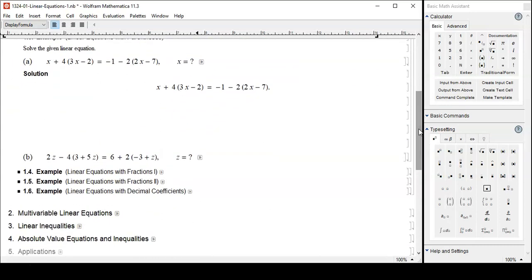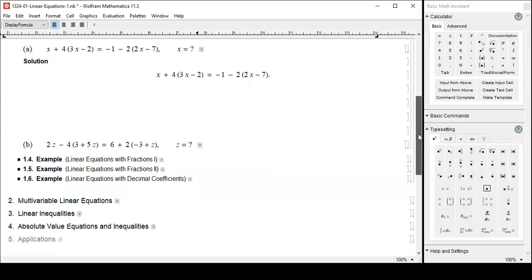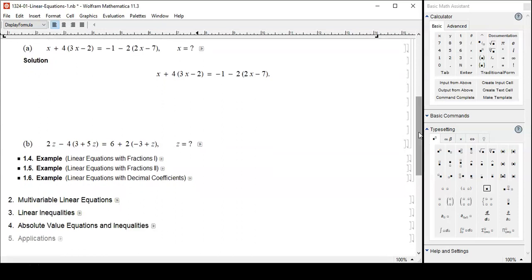Okay, how do we do this? How do we break up the parentheses? We have to use the distributive property, and here is the standard way. So this 4 is distributed to this 3x and also negative 2. So that's going to become x plus, now distributing 4 times 3, so 12x, and then 4 times negative 2, negative 8. That's the left-hand side.